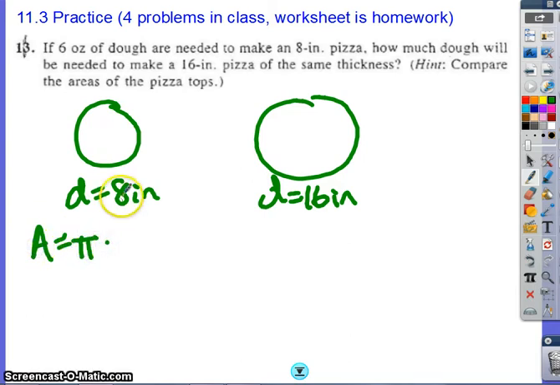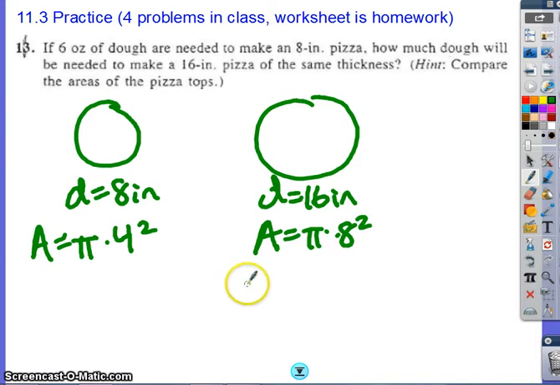So pi times the radius for this would be 4. And we need to find the area here. The radius for this would be 8, so pi times 8 squared. And once we have those areas, so this one is 16 pi and this one is 64 pi. You can do this a lot of different ways. You can simplify those however you want to do it, but essentially you can set up a proportion. So that's what I'm going to do.